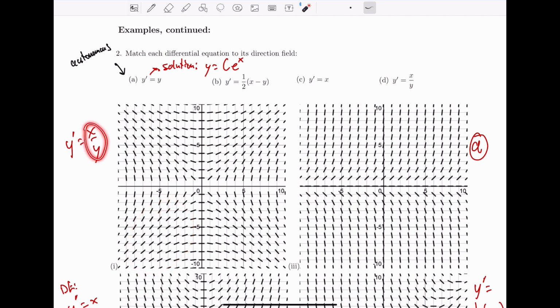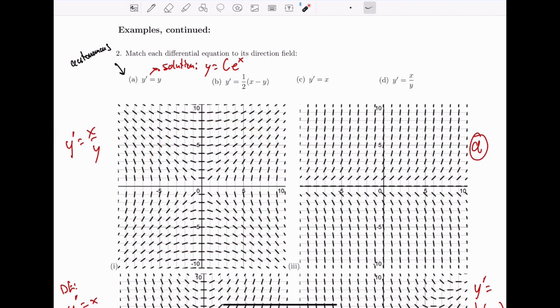So if we have negative over negative, that happens in this quadrant, all the slopes are positive. If x and y are both positive, then we always have positive slopes. If one or the other of x or y are negative, then we have negative slopes. That's what we see in quadrants 2 and 4. So hopefully you can see how this slope field matches up with this differential equation.